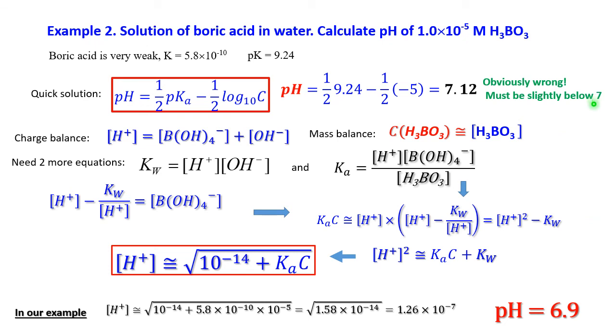Now, our starting guess without any calculations was reasonably good. Slightly below 7 and 6.9 look very similar.